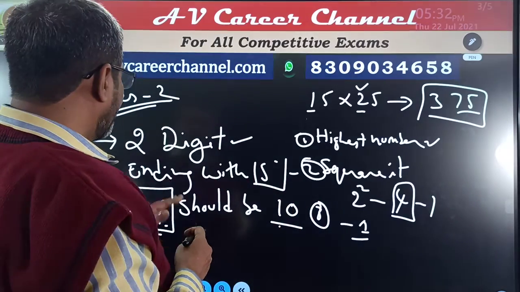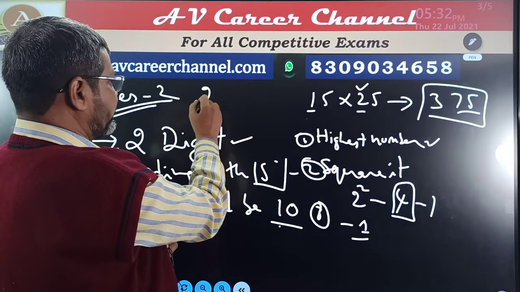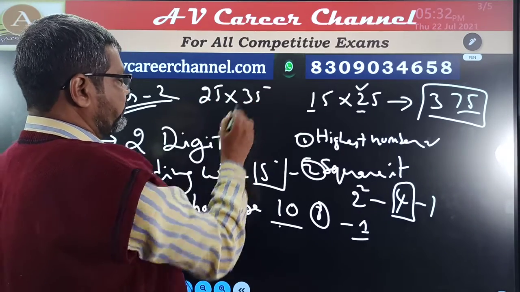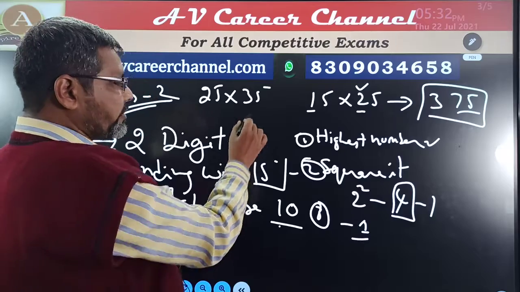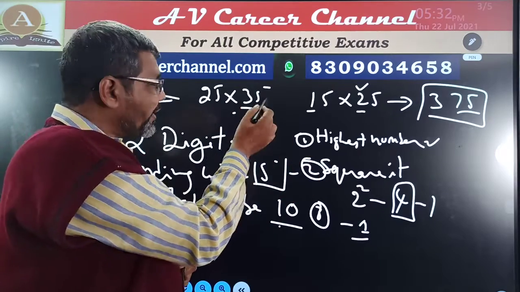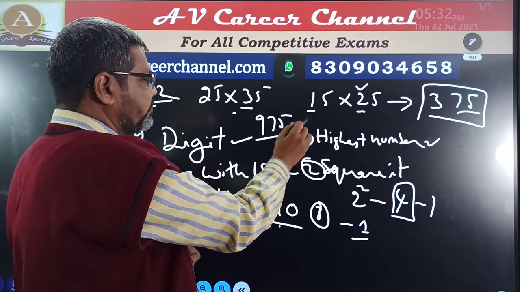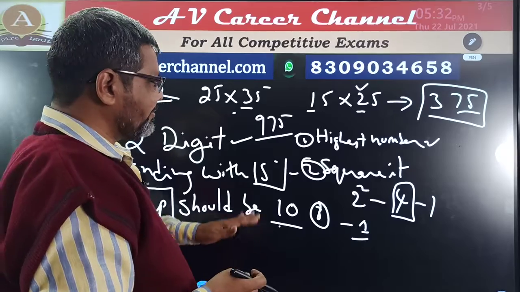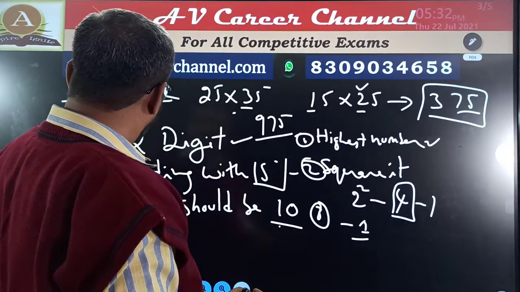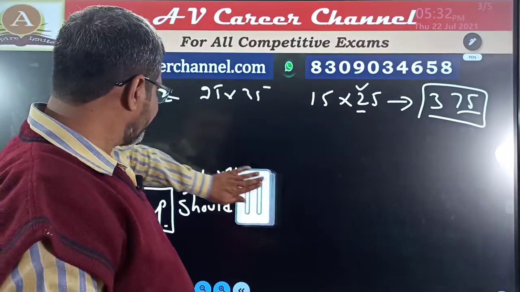Got it? For example, same thing, just now we said 25 into 35. What is the highest number? 3. 3 square is 9. 75 is common. That's it. Any doubt?